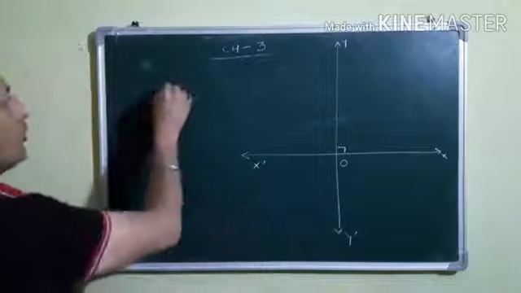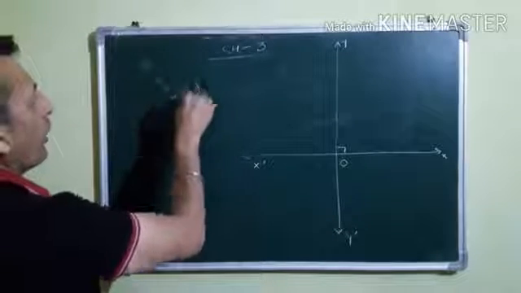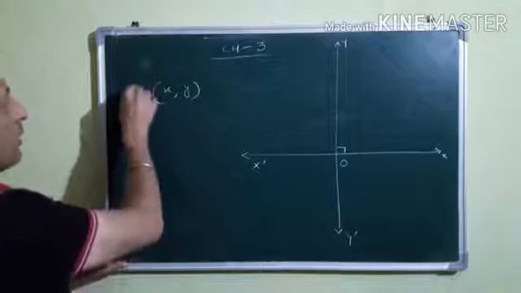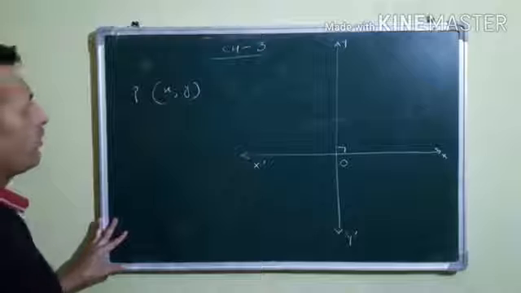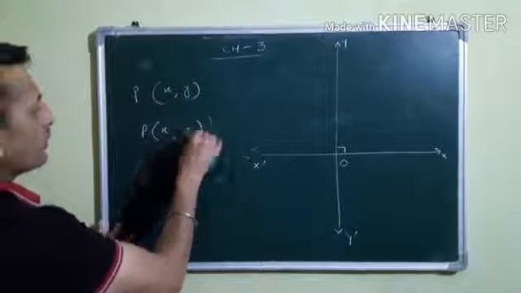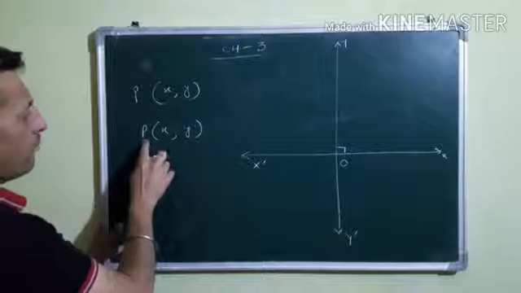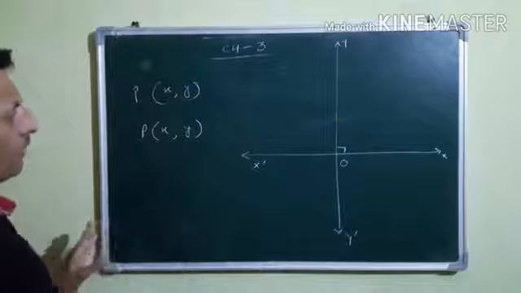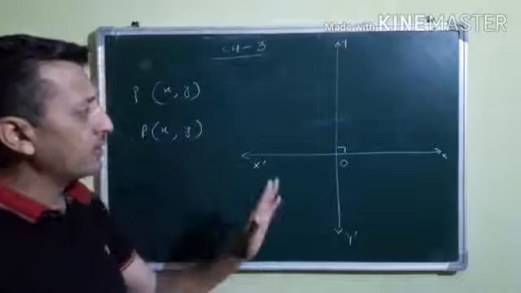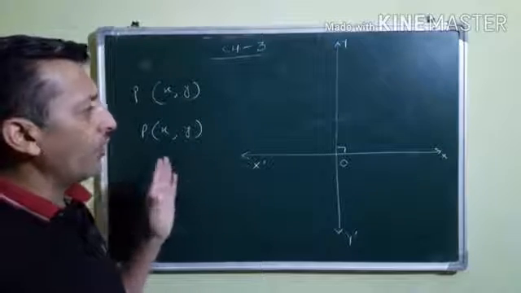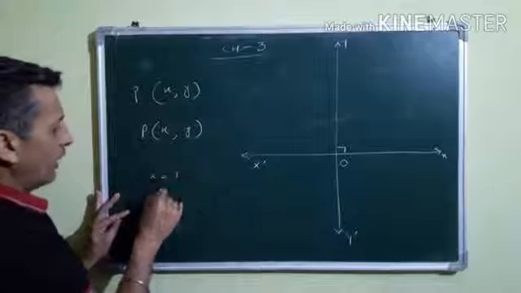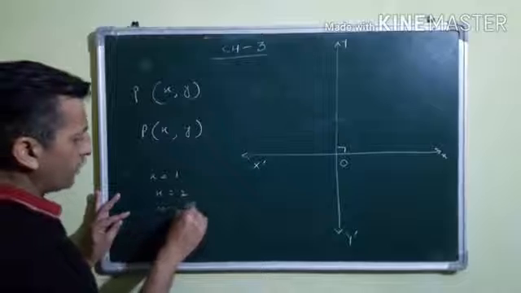Coordinates are usually denoted by x comma y. Remember this: first is x and second is y, and the point is usually denoted by P. So we say P has coordinates x comma y. This shows the position of x on the x-axis and the position of y on the y-axis. Suppose x is equal to 1, x is equal to 2 or x is equal to 3.